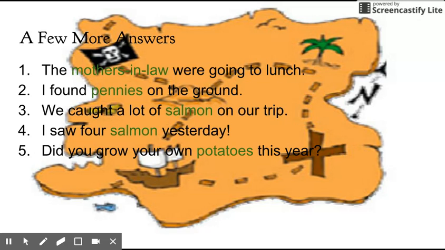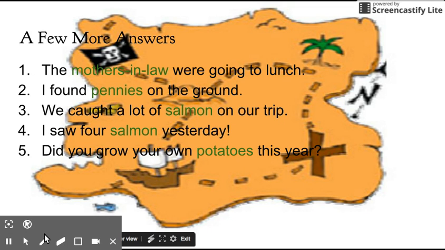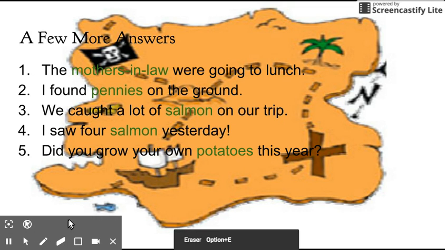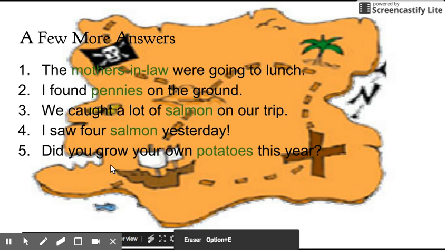All right, let's see how we did. So remember, we have more than one mother, so it's mothers-in-law. Pennies, we changed that Y to an I and add ES. Salmon just stays the same. And then I saw 4, oh, shame on me, that should actually be moose, so it doesn't change. So it should be moose. I'm going to write that there. And number 5, potatoes. So you want to make sure that you add that as well. So this should be moose, M-O-O-S-E.